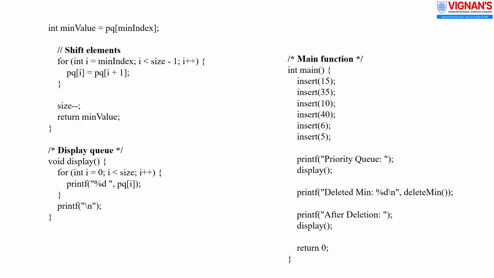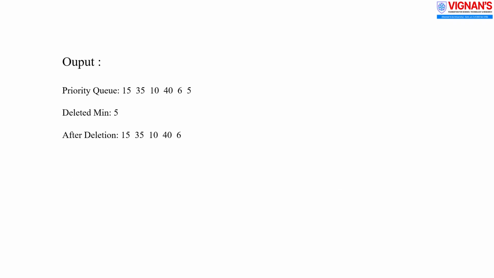This demonstrates how a min priority queue works using an unsorted array, where insertion is simple, but deleting the minimum element requires scanning and shifting elements. Output is as follows. The elements are displayed in insertion order. The minimum value 5 is found and deleted, and the remaining elements are shown afterward. This is all about min priority queue.